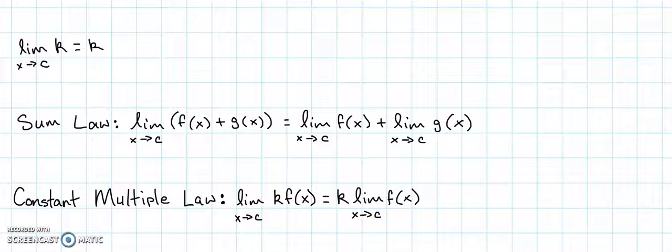The constant multiple law is when the limit of a constant multiplied by a function when x approaches c is equal to the constant multiplied by the limit of f of x when x approaches c. We will be using these two laws to do the next few examples.